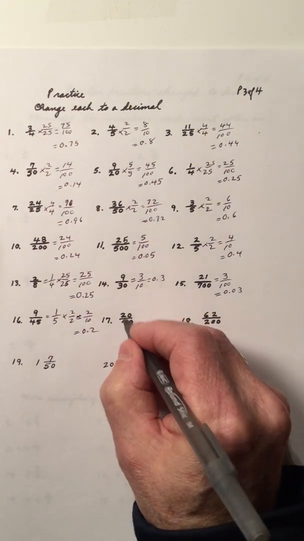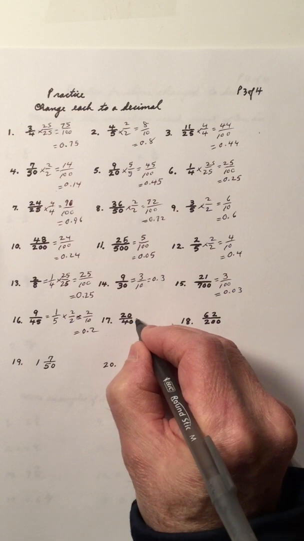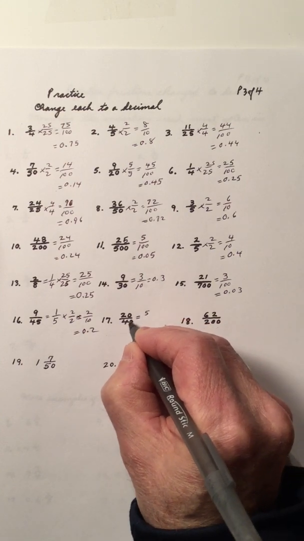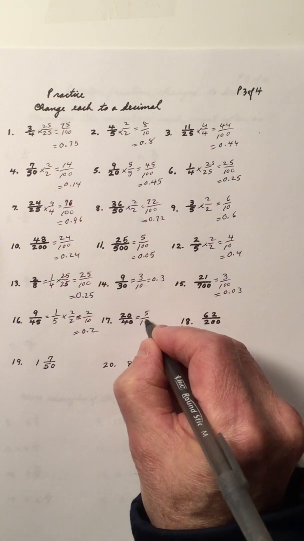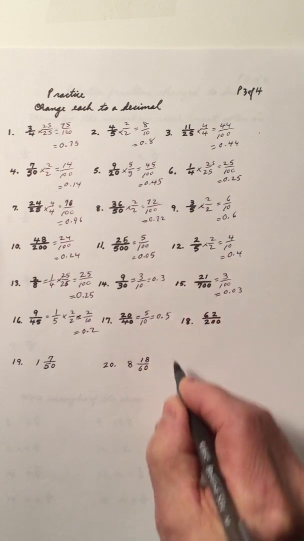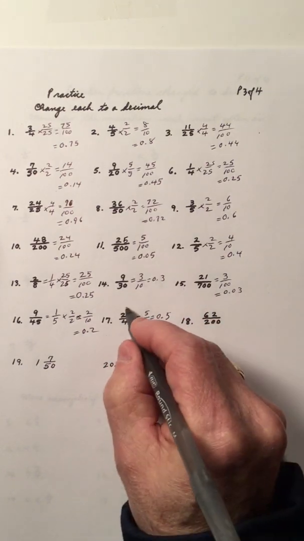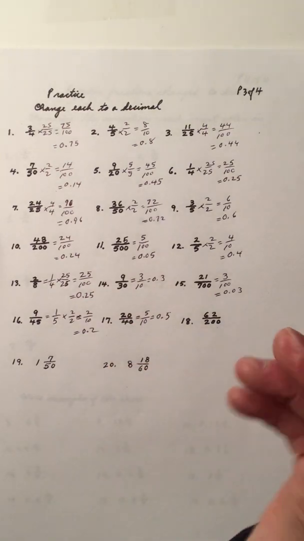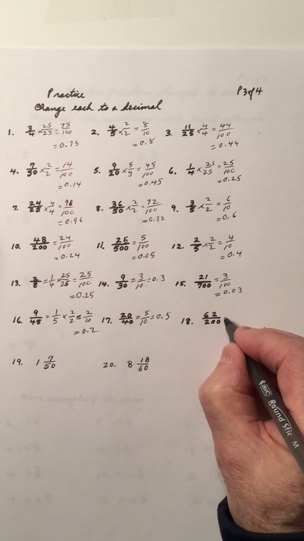20, I could break it down into dividing by 4. 4 into 20 goes 5. 4 into 40 goes 10. So 5 over 10 becomes decimal 0.5. You could cancel the zeros and get 2 over 4 and get a half, etc., etc. Lots of ways to do it.